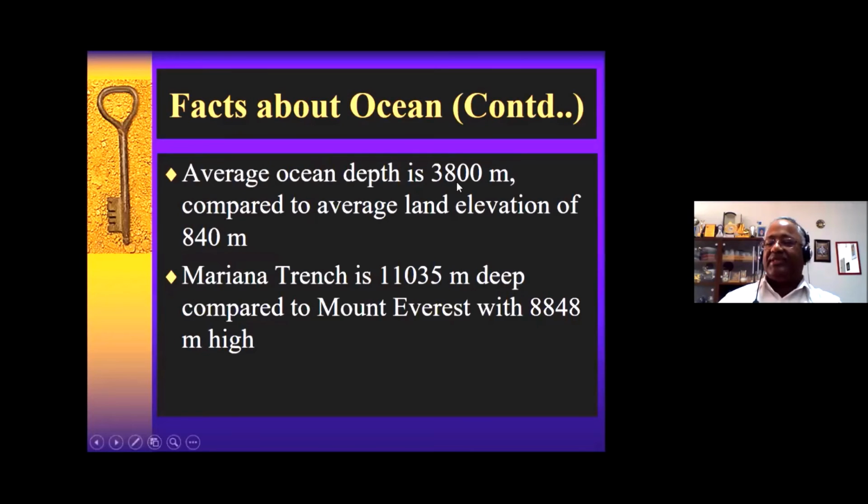Average ocean depth is 3,800 meter, whereas average land is only 840 meter. As I told you, Mariana Trench is 11 kilometer, 11,035 meter deep, compared to Everest, which is only 8,848 meter.